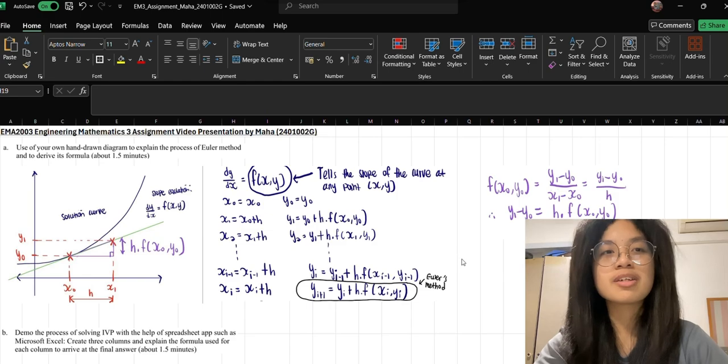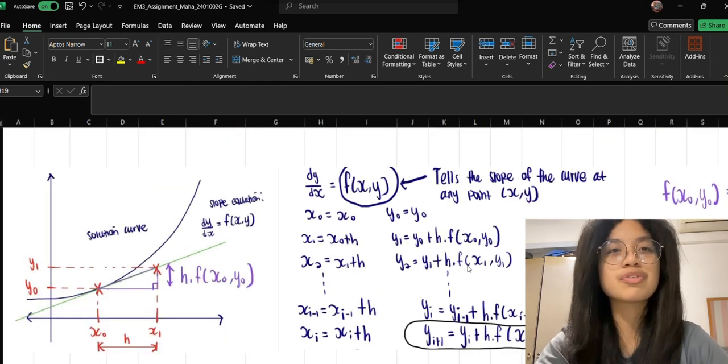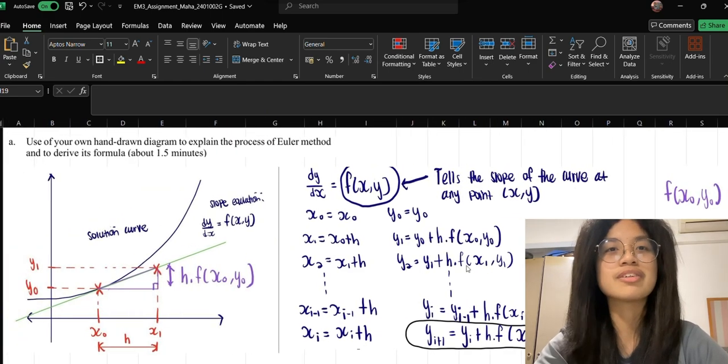First, let me explain the Euler method. It helps to estimate the solution of a first-order ODE with a given initial value. Small steps referred to as h are taken at equal intervals, using the green slope tangent to the curve at a point to find the next point that is close to the blue solution curve.